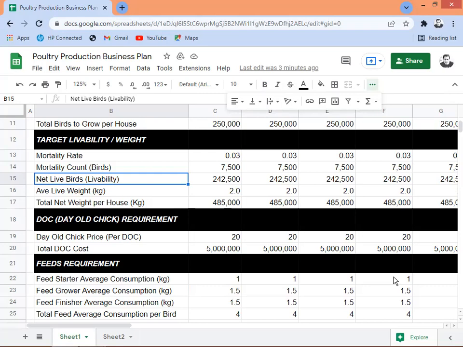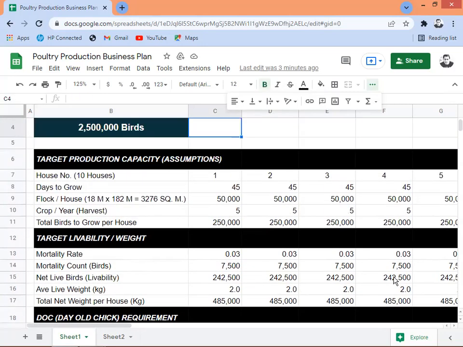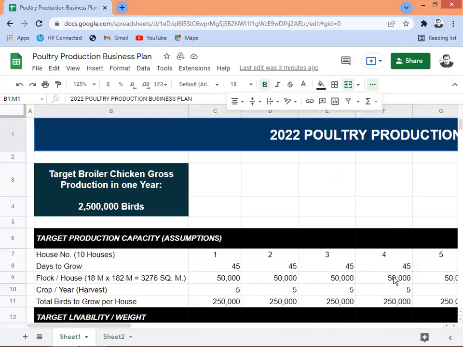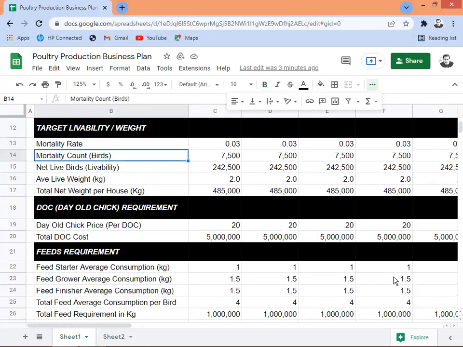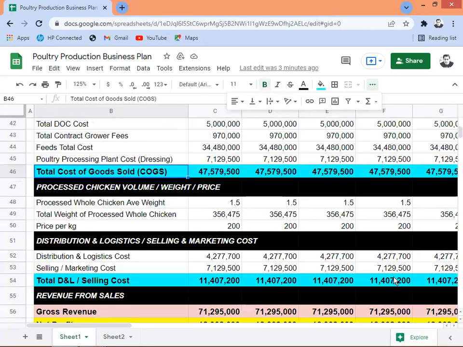But actually most of the time they use antibiotics for the chicken, for the farm to be able to minimize the mortality. They use antibiotics so that the broiler chicken will stay away from sickness. So that's how you do it.